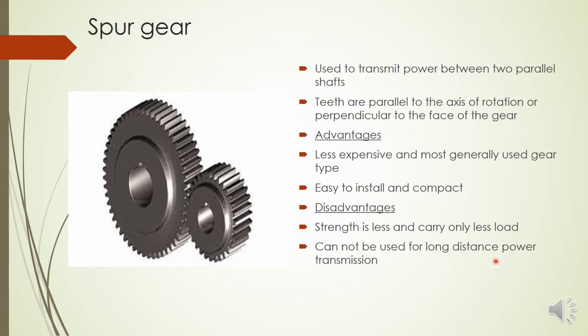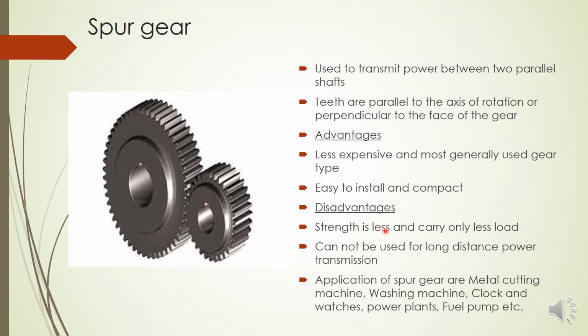And it cannot be used for long distance power transmission. If you have to connect shafts over a long distance, as the spur gear becomes larger, its strength will be less. So we may not be able to convey the motion accurately.